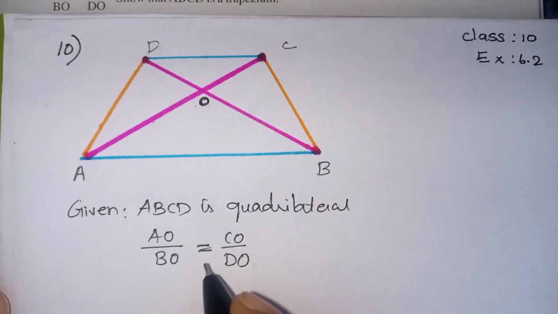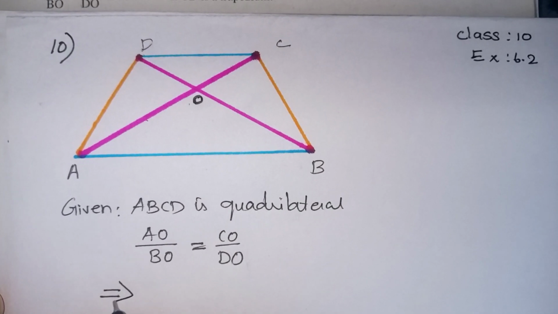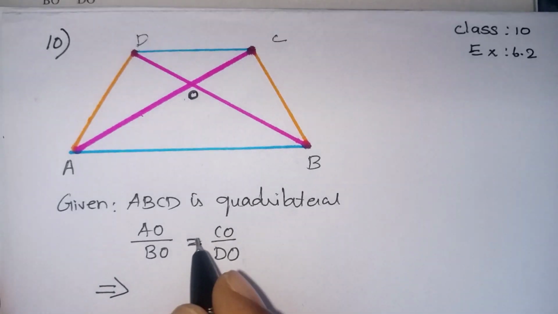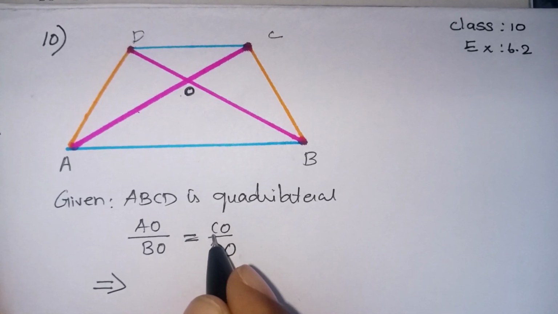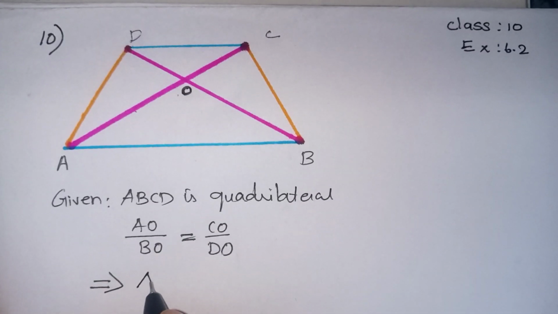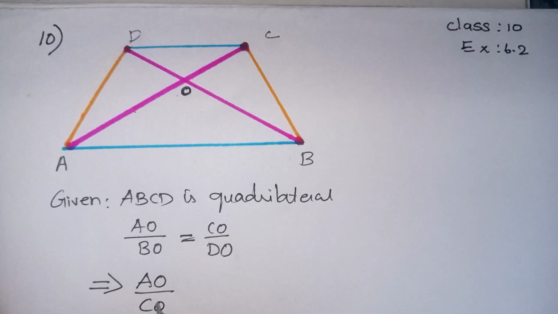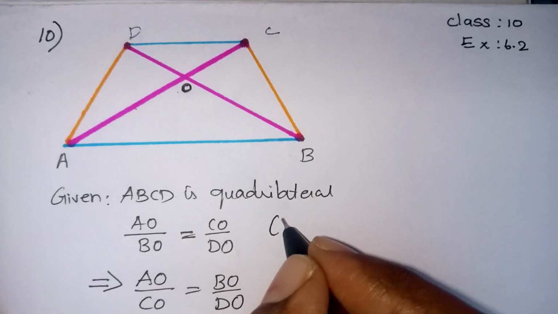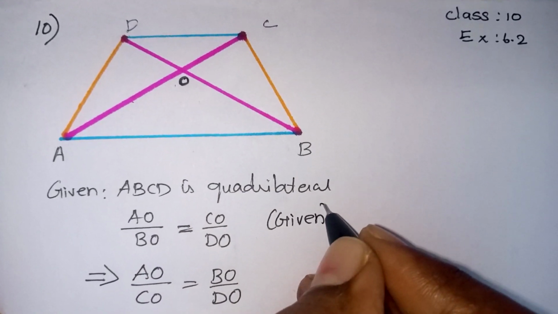What does it mean? From this one we can write the denominator BO, I am going to take it to the other side. It will become multiplication, that means it will go to the numerator. Then this multiplication CO, which is in the numerator, if you bring it to this side, it will come to the denominator. So AO by CO can be written as BO by DO. This we are getting from the given condition, because this is already given in your question itself.